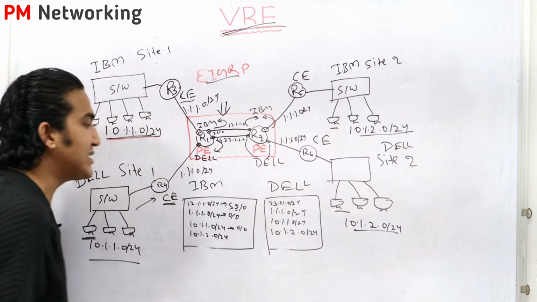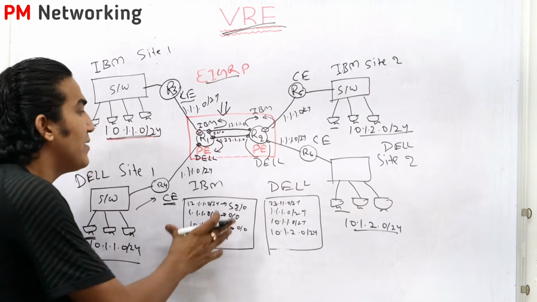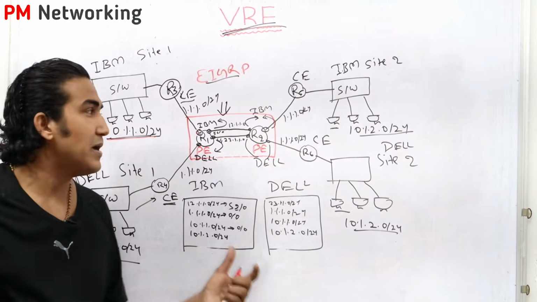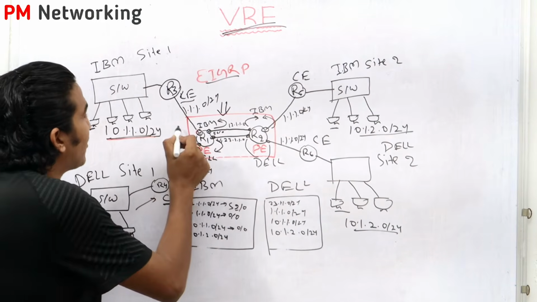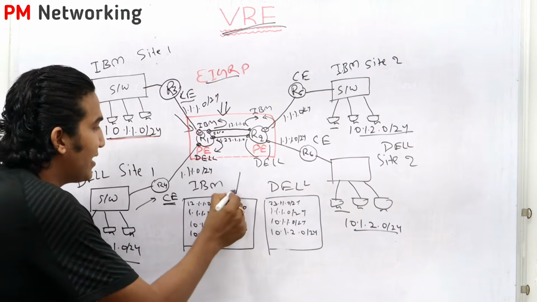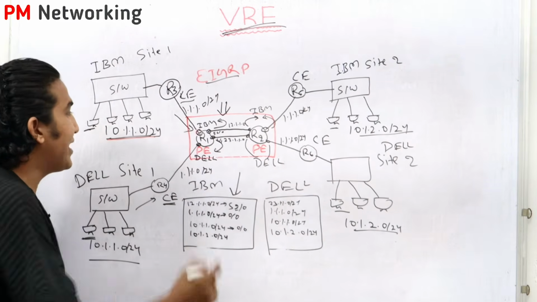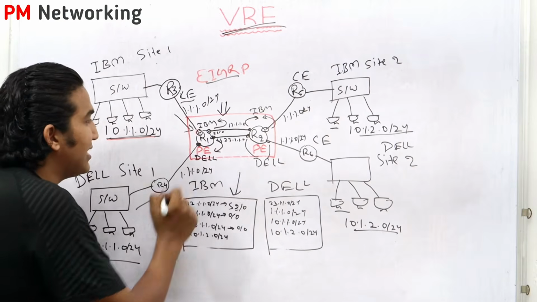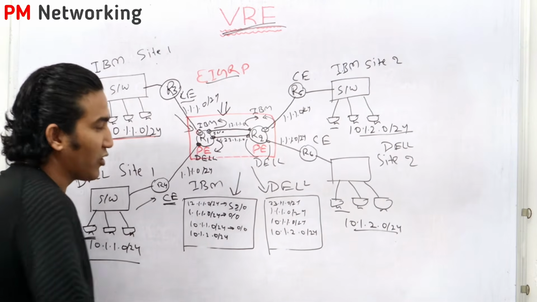10.1.2.0/24. Now you can see the routing tables of both VRFs look similar, but whenever it receives traffic over here on this interface, it will check this routing table. Whenever it receives traffic on this interface, it will check this routing table.